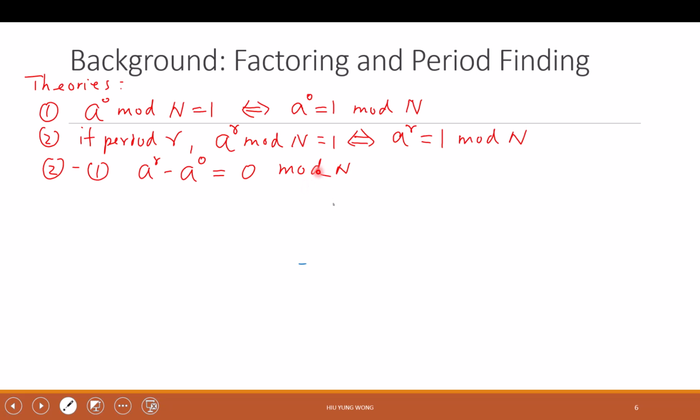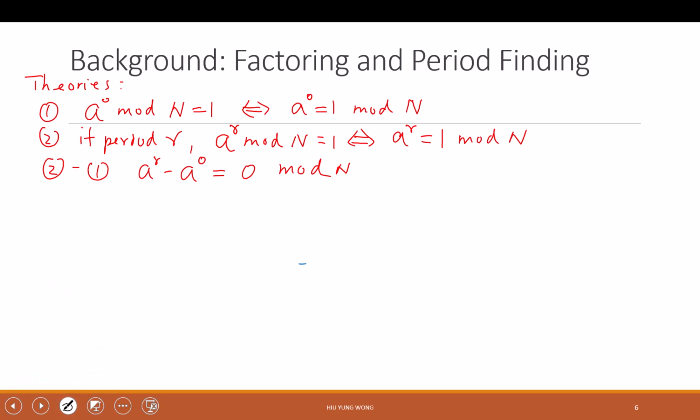We just say, remind us that, basically what it says is that a to the power r minus a to the power 0 divided by capital N has a remainder equal to 0, means it is divisible by capital N. Okay? And which makes sense, right? Because the remainder of a to the power r divided by n is 1. So you subtract 1, then you divide it by capital N. Well, of course, it's divisible. Okay.